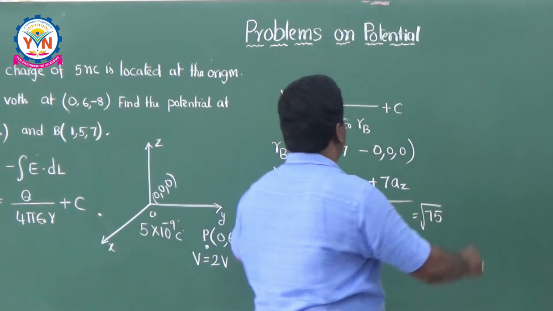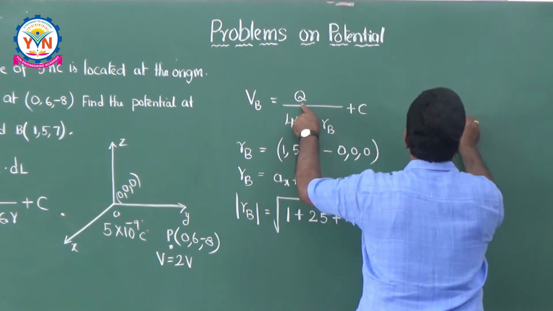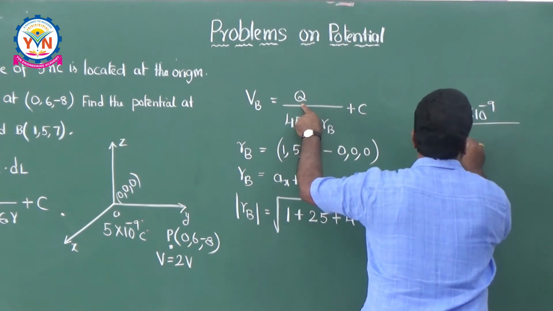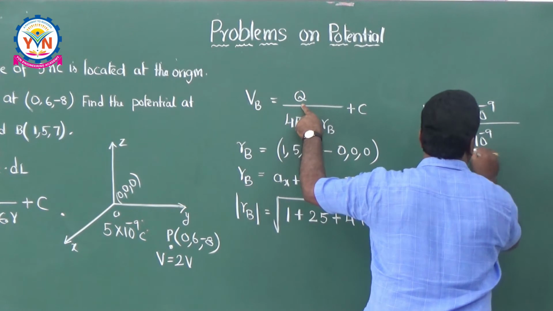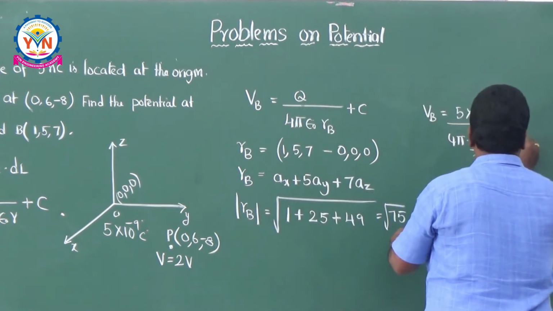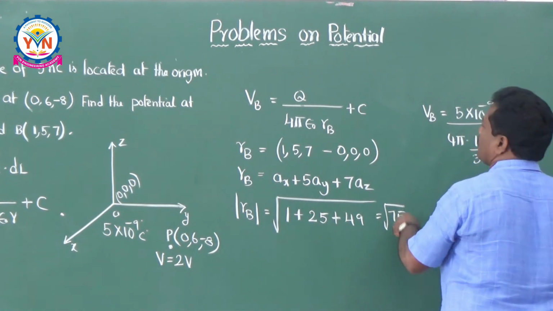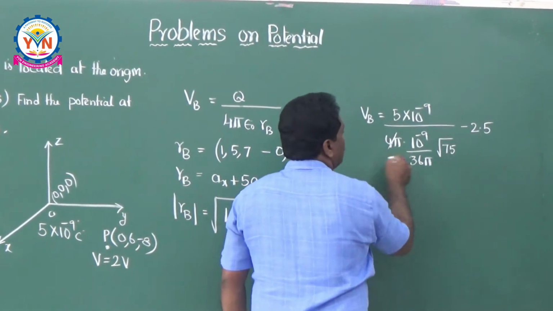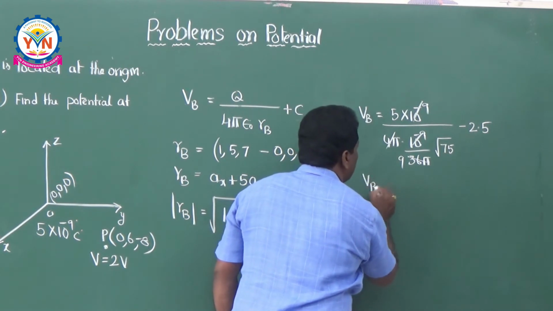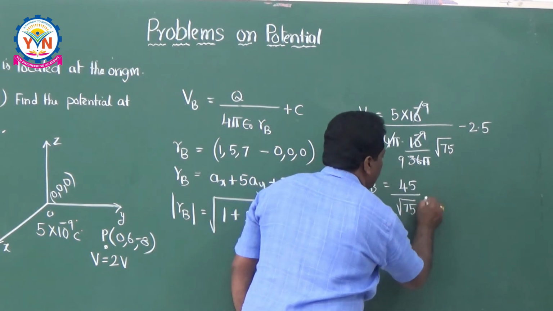Therefore, what is the potential at the point B? VB is equal to Q, 5 nanocoulombs, divided by 4 pi epsilon naught, which is 10 to the power of -9 by 36 pi, into the distance root 75 minus 2.5, because C is given as 2.5. So this is 9 times and it will be cancelled. Therefore, VB is equal to 45 divided by root 75 minus 2.5.